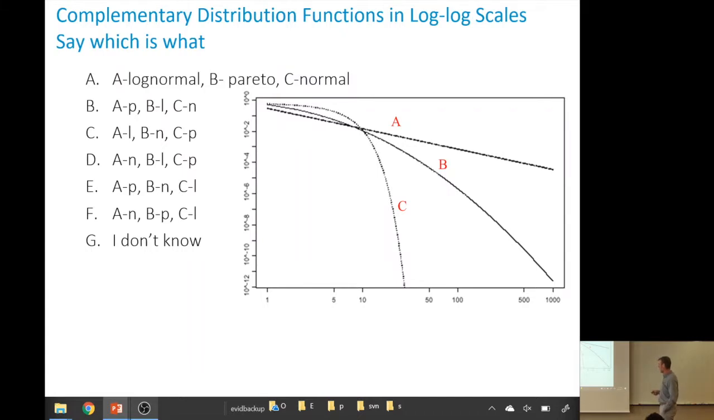Here I'm showing on this graphic the complementary distribution function in log-log scale. So on the x-axis I have x, and on the y-axis I have the probability that my random number is larger than x. Of course, it goes to 0 as x goes to infinity. It's 1 minus a CDF. It goes to 1 on the left here, and it's a log-log scale. One of them is the log-normal distribution. Another one is a Pareto distribution, and one of them is a normal distribution. Which one is which?